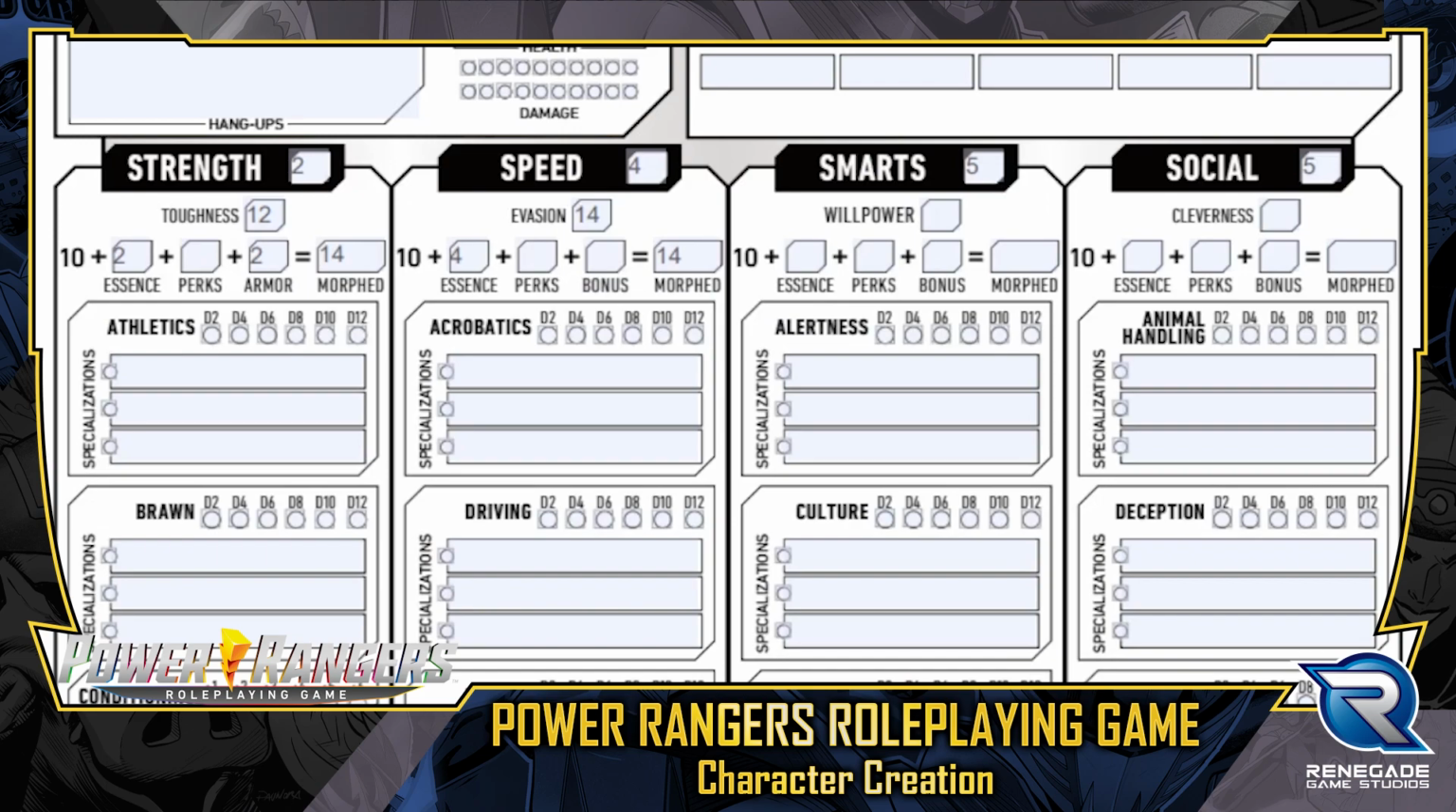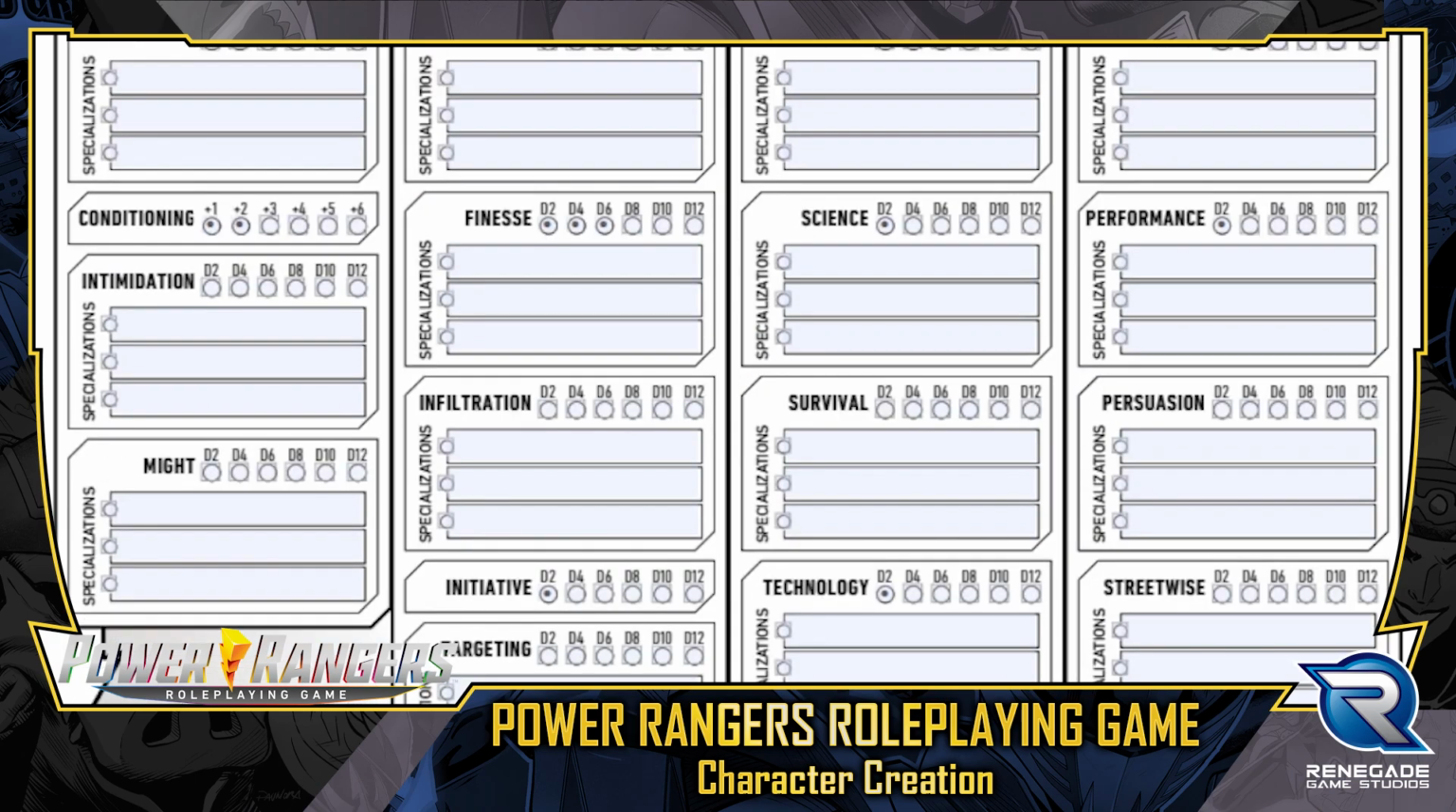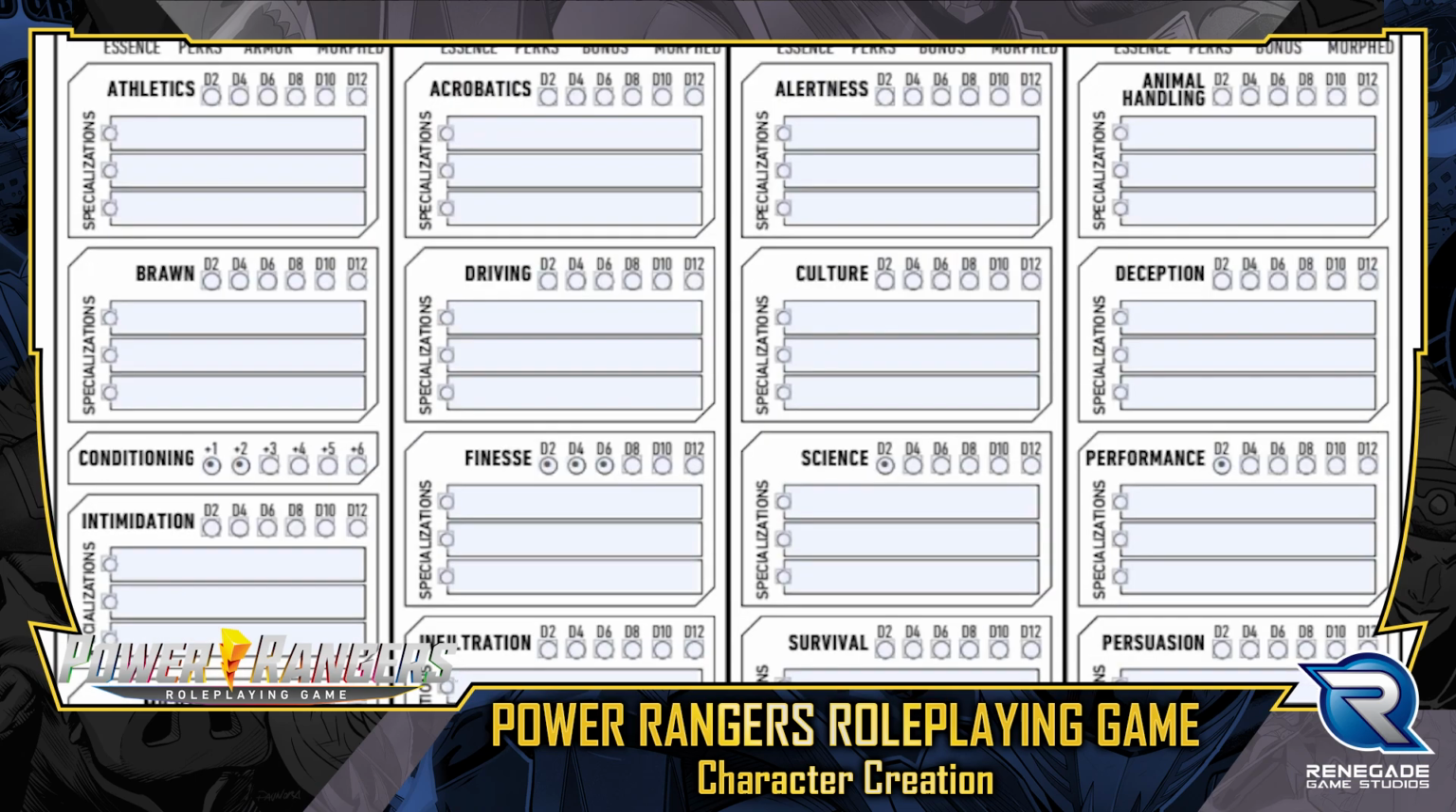Yeah. All right. Next is smarts. So we're going to do our calculation the exact same way. We're going to put our 15 under willpower. We're going to put that 5 in the little essence thing next to the 10, and our morphed willpower is also a 15 right now. But we get to invest those extra 3 essence points into new skills of your choice under smarts.